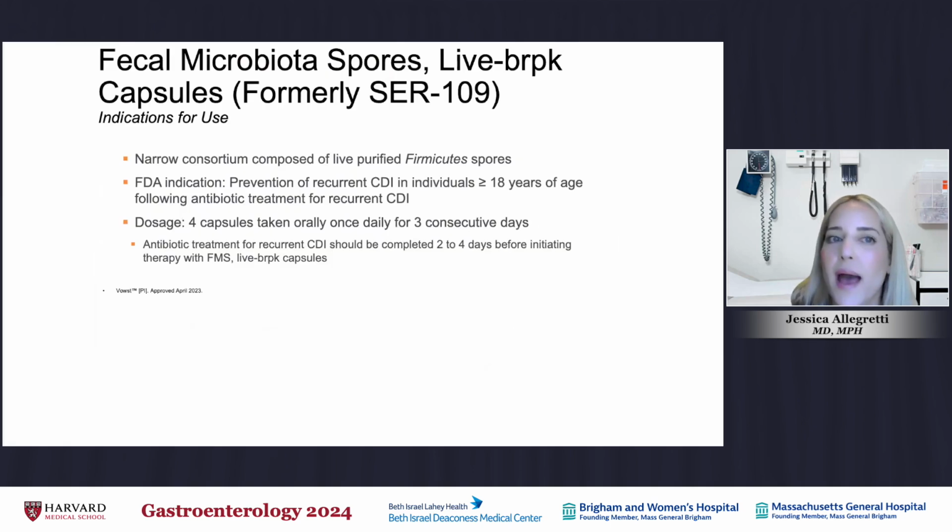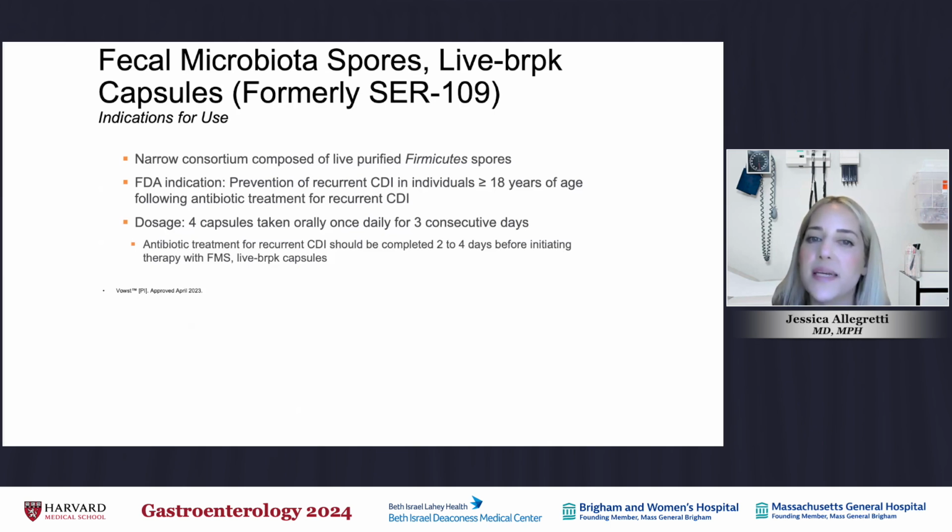We also now have fecal microbiota spores live, BRPK. This is also known as VOWST, formerly SCR-109. This is a narrow consortium composed of live purified firmicute spores. So the stool was essentially washed with alcohol, and the spores were removed and encapsulated. This is an oral product taken as 4 pills on 3 consecutive days.